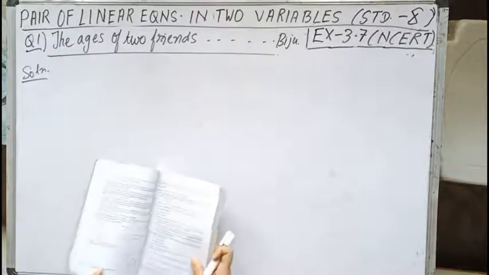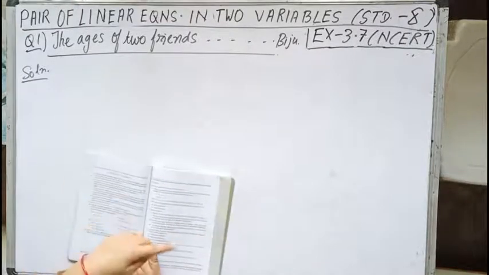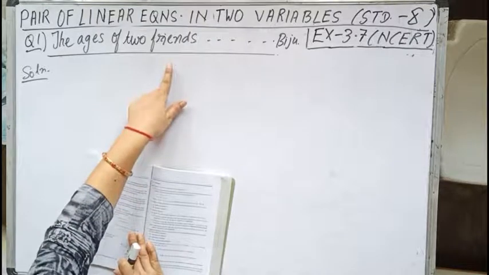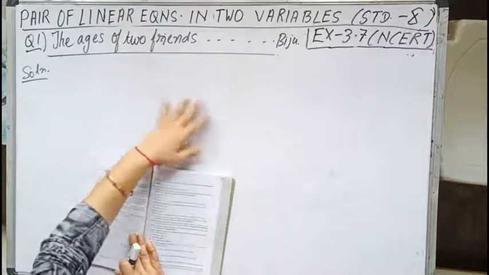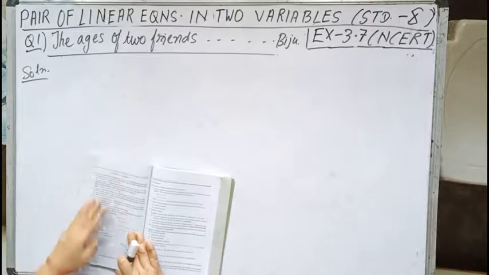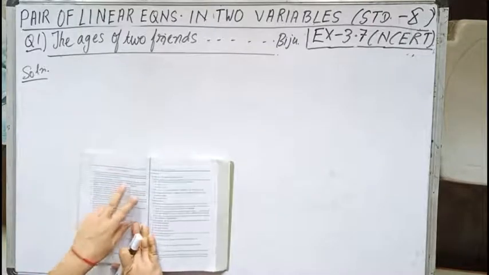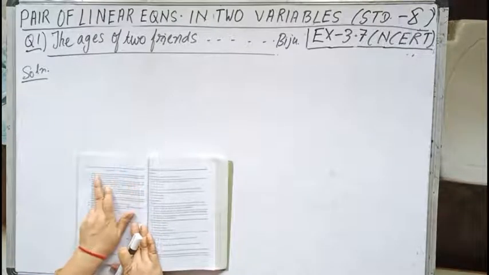Keep the NCERT book with you. I am not writing the question over here, space is less. I have written the first part and the last part of this question so that you can recognize which question is being done over here. So let us start. Exercise 3.7, question number 1.